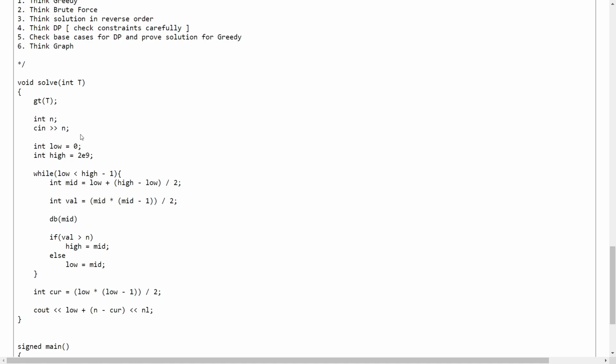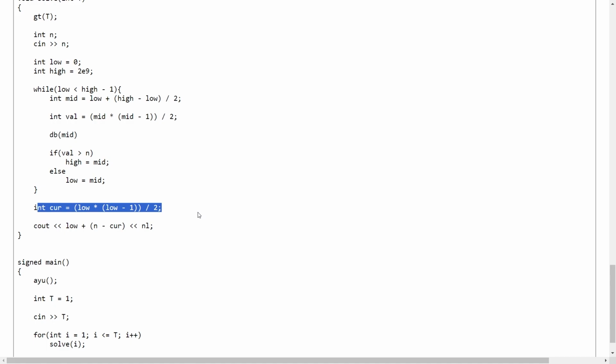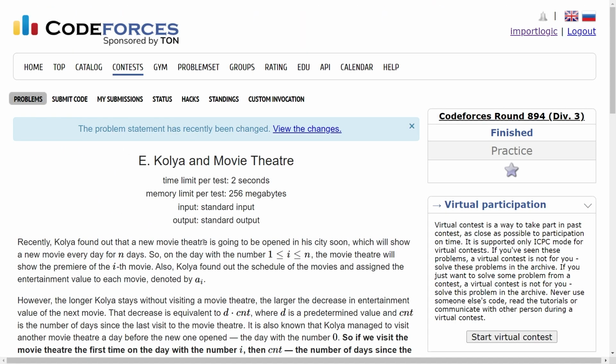So you see what I have done here is I have taken the integer n as input. I have initialized low with 0 and high with 2 into 10 to the power 9. I run my while loop for binary search and I calculate the value of mid. Now the value of mid C2 is equal to mid into mid minus 1 by 2. So if the value is greater than n, then high will be equal to mid, otherwise low will be equal to mid. Now I calculate the current value as low into low minus 1 by 2. So this current is the number of flavors that I am currently able to form. So I'll just print low plus n minus current, because these will be the extra number of balls that I need, and low is the current number of unique balls that I have. So this would be my final solution, and let us move on to the final problem of this particular discussion.